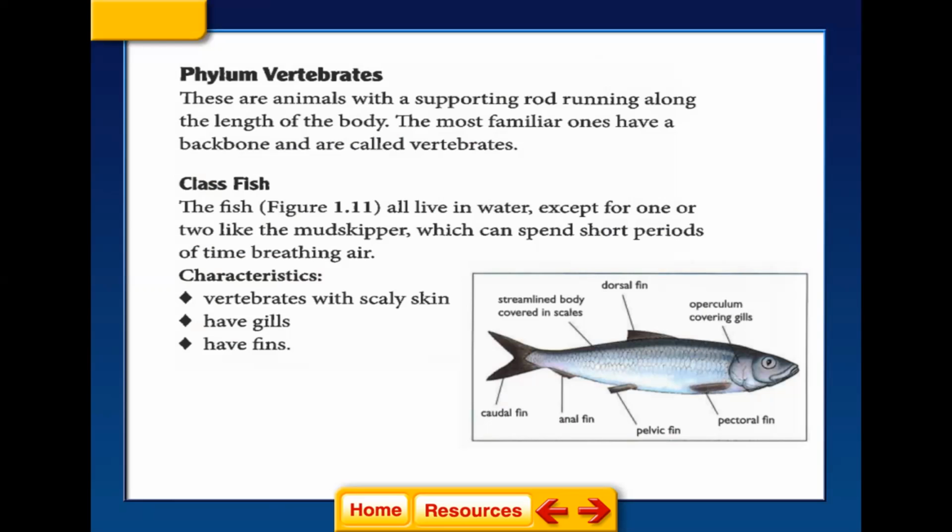First, fish. The fish shown here, like all fishes, are aquatic and live in the water, except for 1 or 2, like mudskipper and catfish, which can survive on land for a short period of time, breathing the air, of course. The characteristics all fish have in common are scaly skin, the gills that enable them to breathe the dissolved oxygen in the water, and the fins.